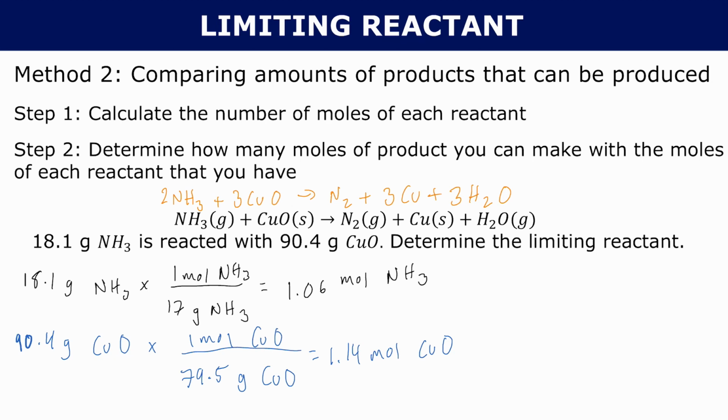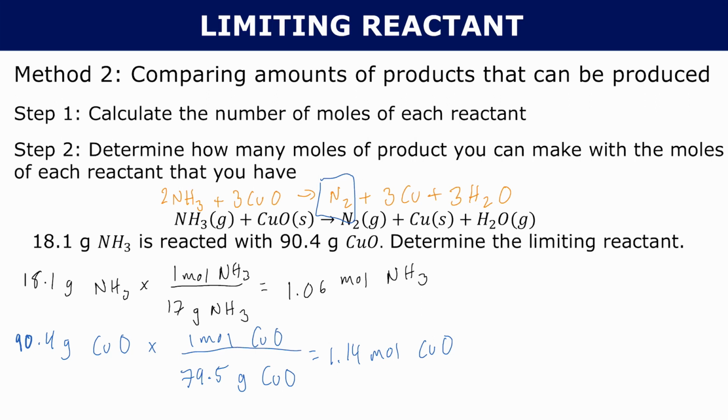Let's look at the second step. So determine how many moles of product you can make with the moles of each reactant that you have. So for this, we're going to need to select one of the products. It doesn't matter which one you select. You just need to select one and use that for both of them. So let's use the nitrogen in this example because it has a coefficient of 1. That should make things maybe a bit easier.